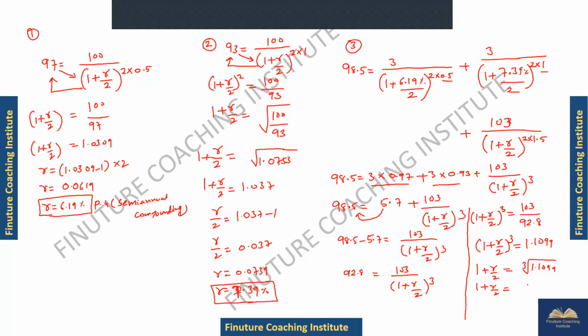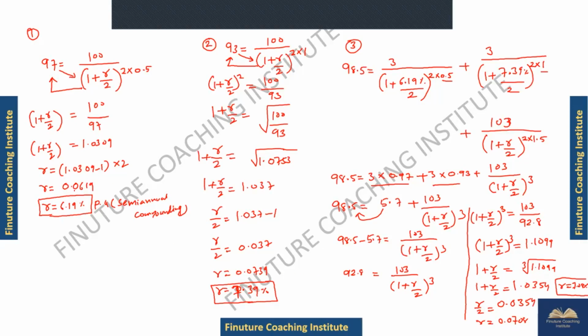It's around 1.0354. So r by 2 would be equal to, I'll just subtract this 1 from there. So it would be 0.0354. And into 2 would be, just give me a moment, 0.0354 into 2. It's around 0.0708. So r would be equal to around 0.0708, which is equal to approximately 7.08%.